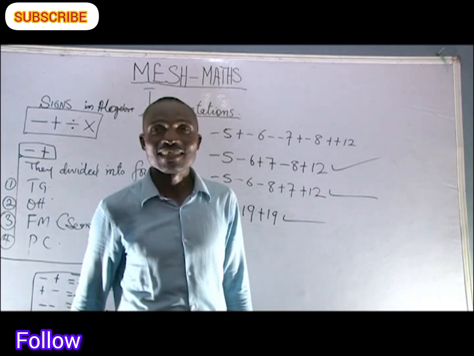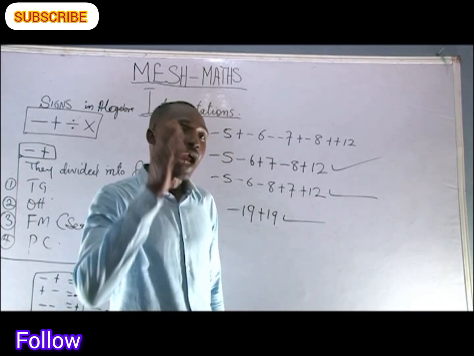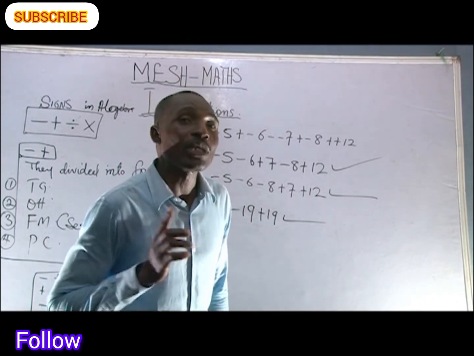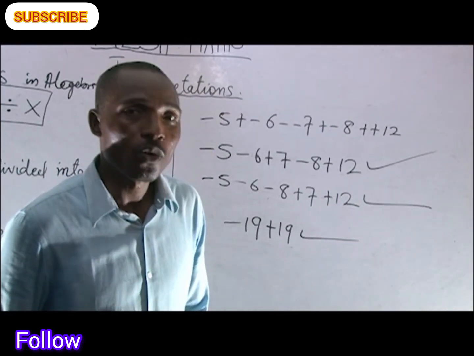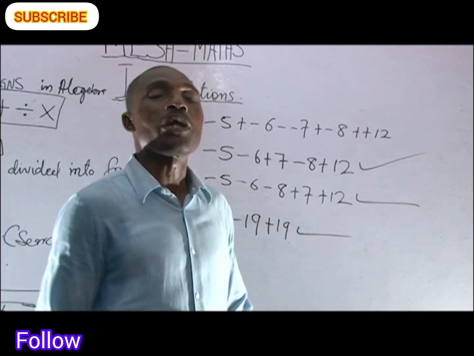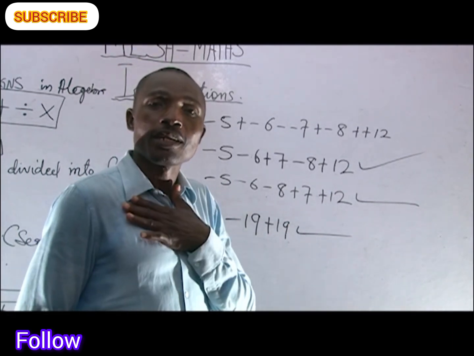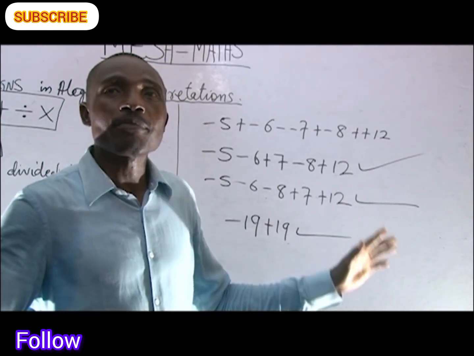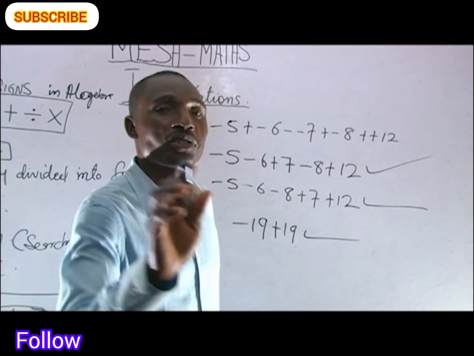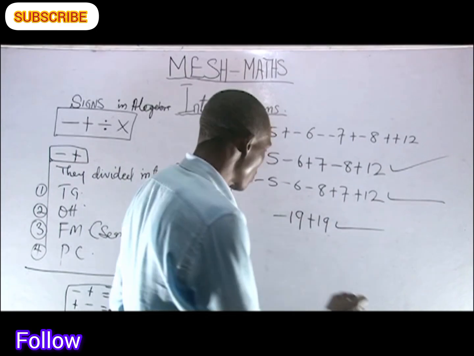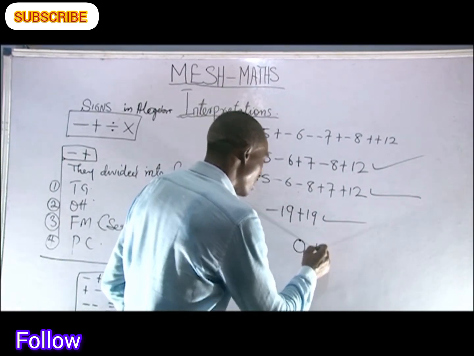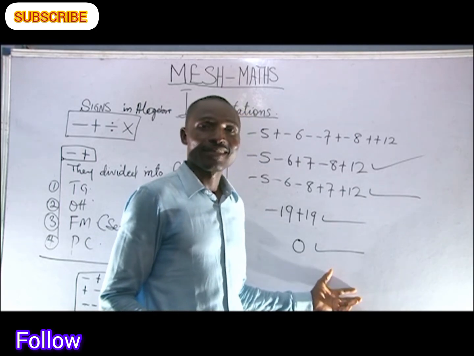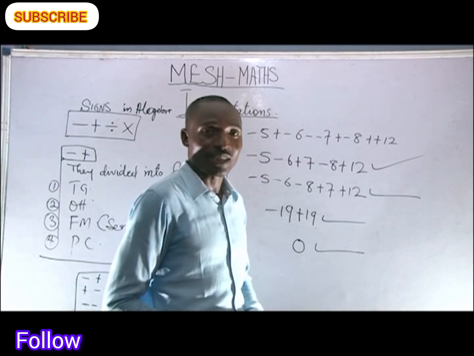The question is, what is the result? Are you still owing anybody? No. Do you still have money in your pocket? No. What is now the answer? 0. I am not owing and I don't have money with me. So I am left with what? 0. But you are a free person. So the answer becomes what? 0. This is now your final answer. Do you see that? God bless you. This is the efficacy of Meshmas interpretations.